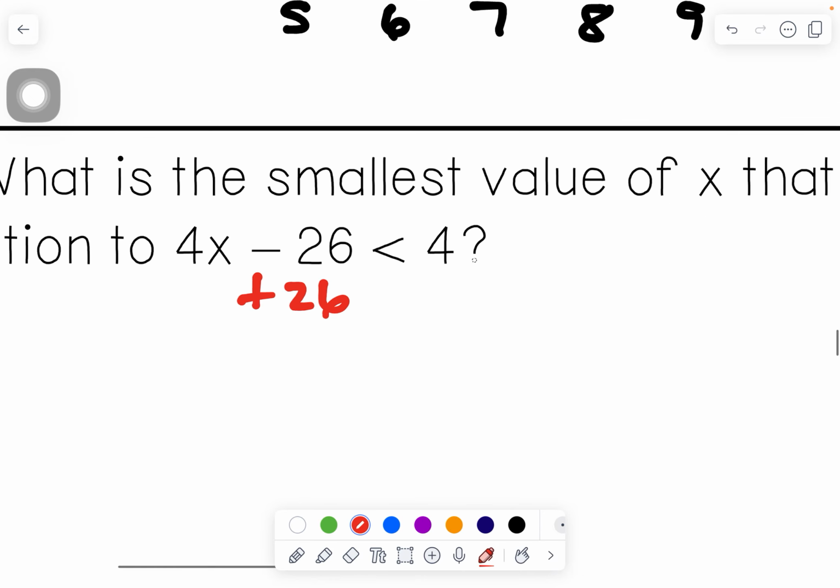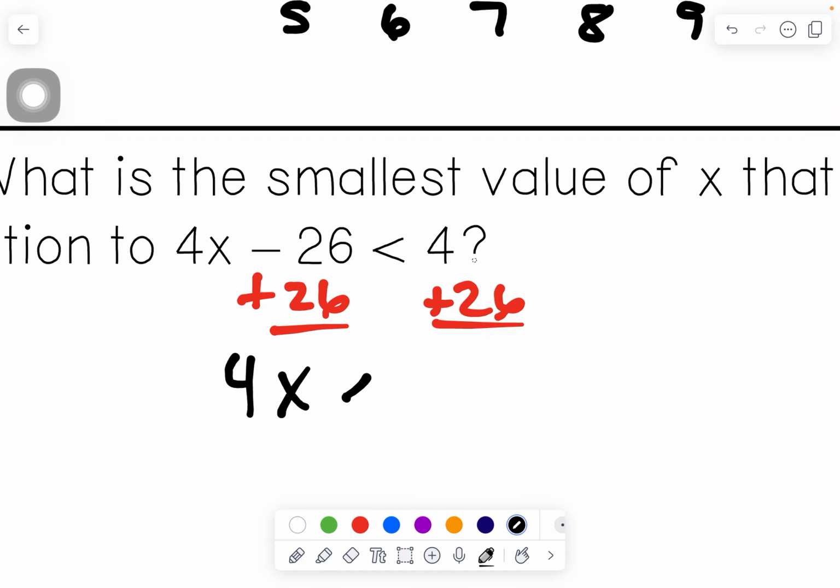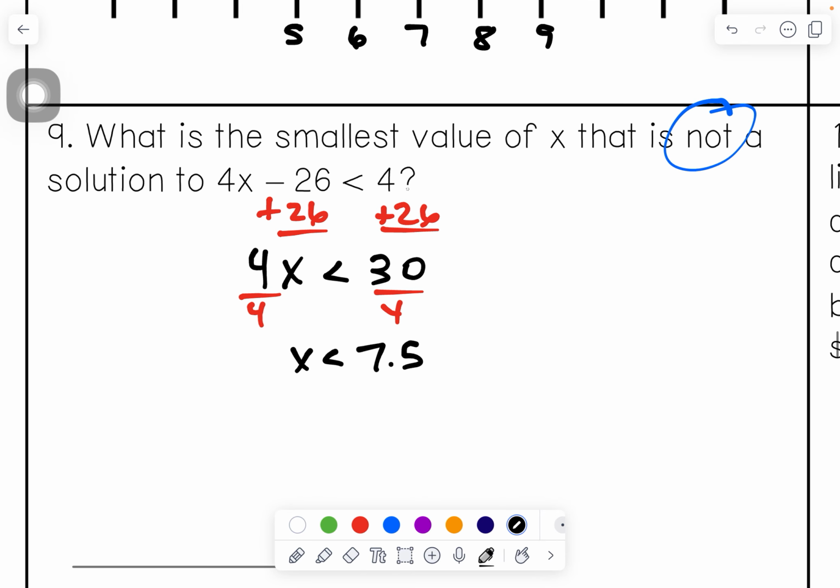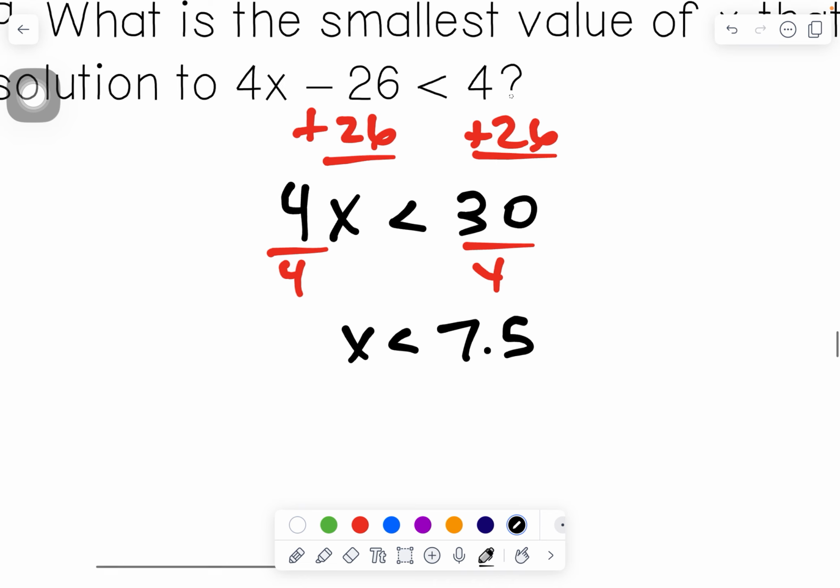If I add 26 to both sides, I'm going to get 4x is less than 30. Okay, and then I'm going to divide by 4. So I find out that x should be less than, and 30 over 4, you're going to get a decimal. It's a nice one, 7.5. What is the smallest value of x that is not a solution? So x is less than 7.5.